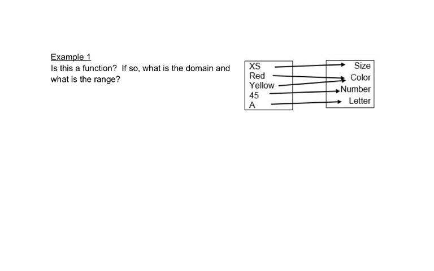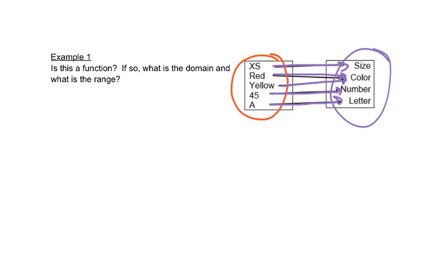So first of all, we want to say, is this a function? Is every element in this first set matched to one element in the second set? And the answer is yes. This XS, extra small, goes to size, that's one spot. Red goes to color, that's red going to one place. Yellow goes to color, that's yellow going to one place. 45 going to number, that's 45 going one place. And A going to letter, that's A going one place. So yes, this is a function.